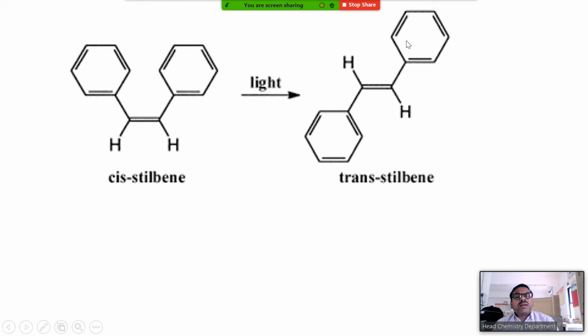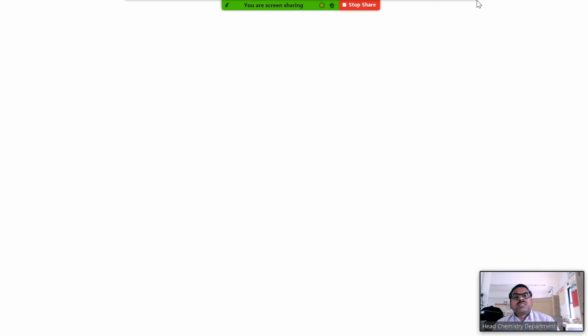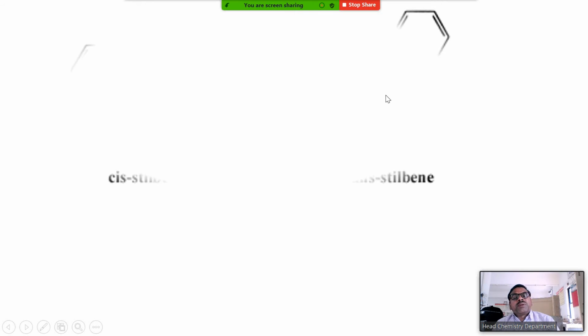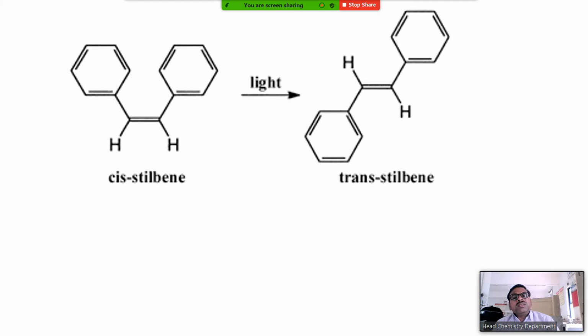It means that when groups of similar priority, here phenyl and phenyl, are present on the different sides of the double bond, then it is called trans stilbene. Look at the hydrogens here. Two hydrogens are present on different sides of the double bond, on opposite sides. One is above the carbon-carbon double bond and another is below it. Therefore this is called trans stilbene.